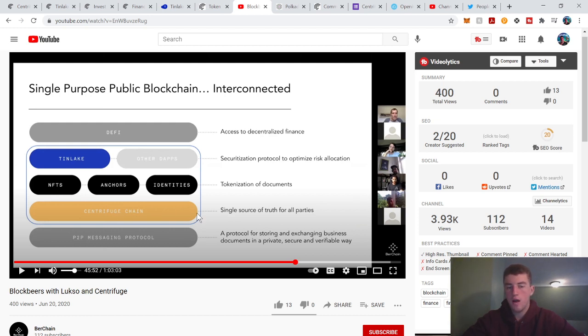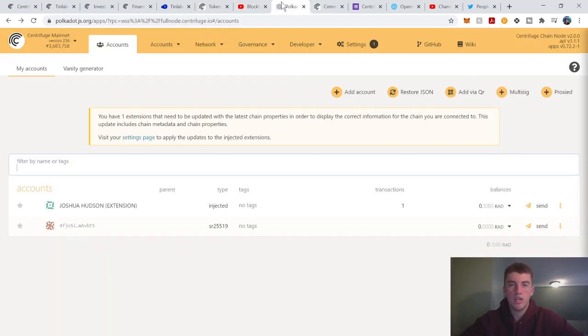And if one of them wants funding, if one of these invoices needs funding, they can anchor it and create an NFT, and then use Tinlake to gain access to DeFi liquidity. But let's go into Centrifuge's chain.